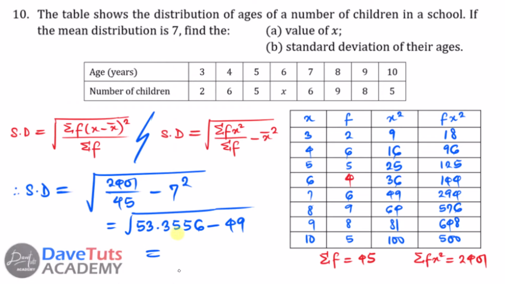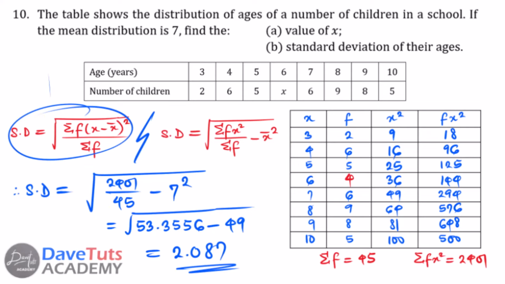I can say 2.087. Okay, so we're not asked to give it in any decimal, so I can just say this is 2.087 as the standard deviation for this data set that we are given. Students, try your hands on this and see if you are going to also get the same answer as what we got here. But if you are consistent, definitely our answer will be the same.